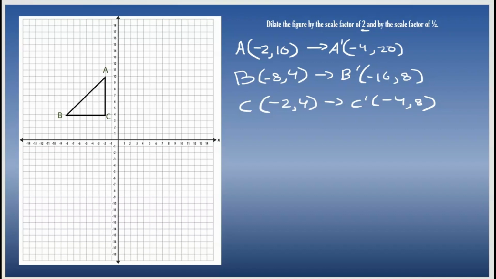And now let's graph it. Okay, so A prime is negative 4, comma 20. Okay, so there is no 20 on this grid, so we're just going to make it. Okay, so here it's 19. We're going to say here it's 20. Okay, so negative 4, comma 20 would be over here. So this is A prime.